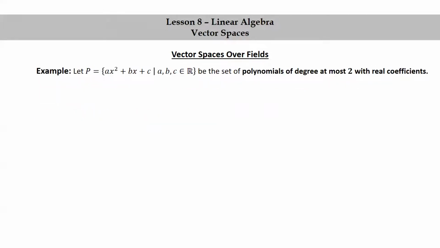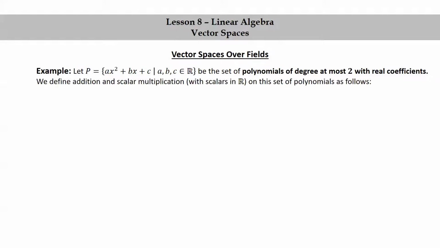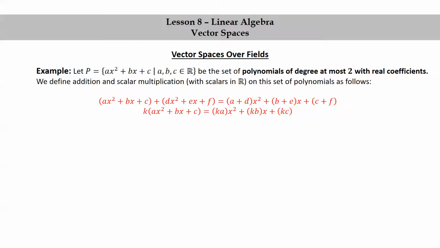One more example. Let P equal the set of ax squared plus bx plus c, such that a, b, and c are in R, be the set of polynomials of degree at most 2 with real coefficients. We define addition and scalar multiplication with scalars in R on this set of polynomials as follows. (ax squared plus bx plus c) plus (dx squared plus ex plus f) is equal to (a plus d) x squared plus (b plus e) x plus (c plus f). And k times (ax squared plus bx plus c) is equal to ka times x squared plus kb times x plus kc.